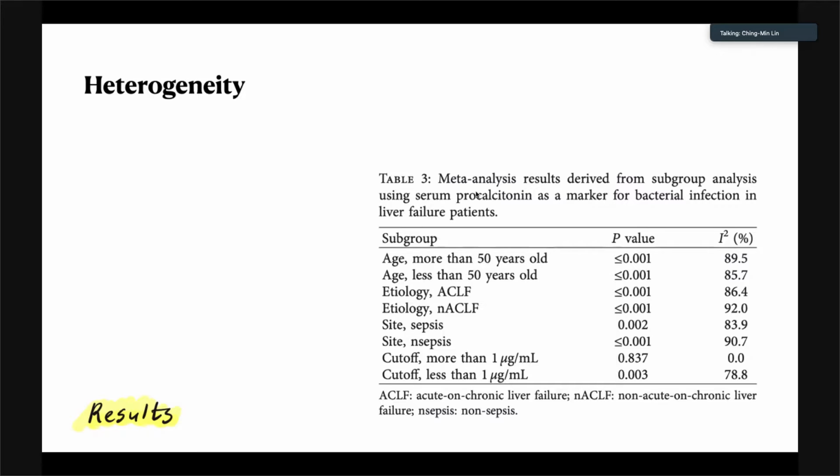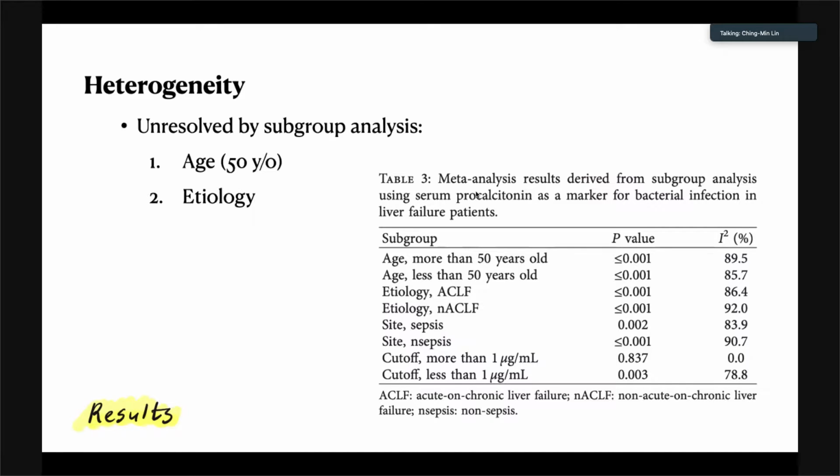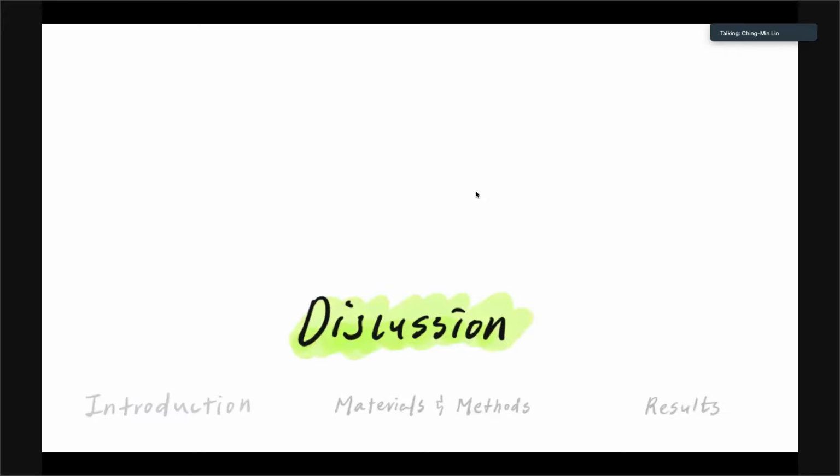One of the most common causes of heterogeneity may be sampling bias. So the author also conducted subgroup analyses and tried to resolve the heterogeneity, but in vain. The author conducted different subgroups, like age, etiologies of liver failure, different infection sites, and different procalcitonin cutoffs, but none could resolve this heterogeneity among these 6 studies. So this concludes the results part.